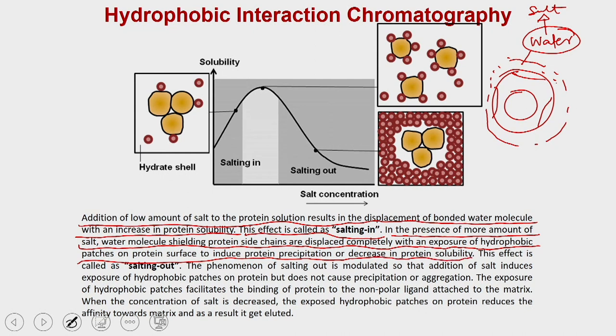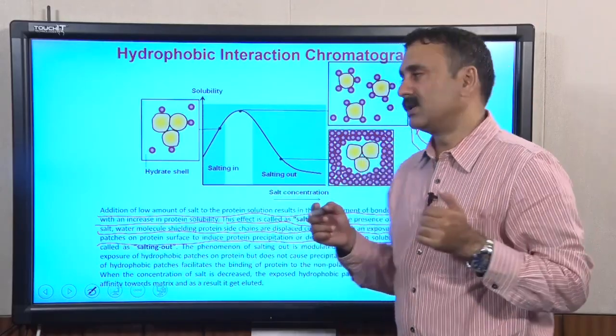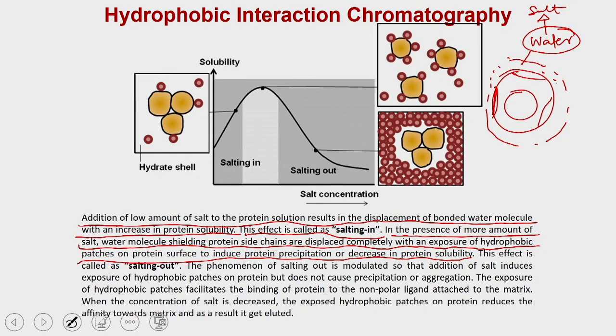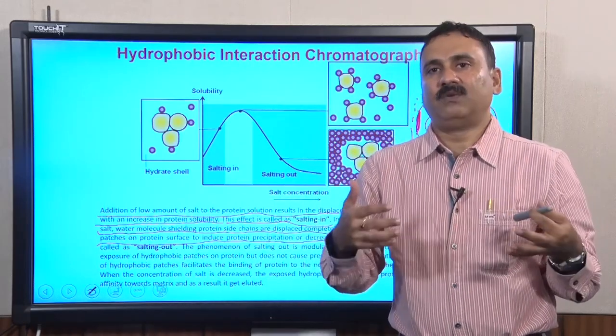So, the solubility of the protein is going to be increased until you are not removing the hydration shell which is protecting the hydrophobic patches. Once you remove the water and expose these hydrophobic patches, then the hydrophobic patches present on one protein are going to interact with the neighboring protein, and that is how it will induce either the precipitation or the aggregation of these proteins.